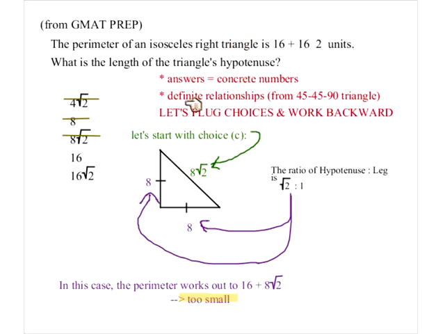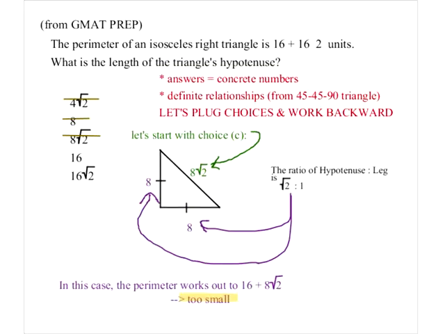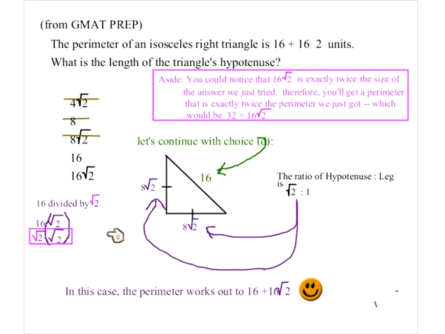But then you can plug the choices in. If we plug in the middle choice first, we wind up getting something that is too small. So we go bigger, and we wind up with just right. Okay.